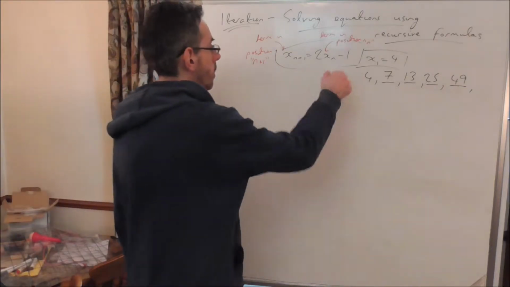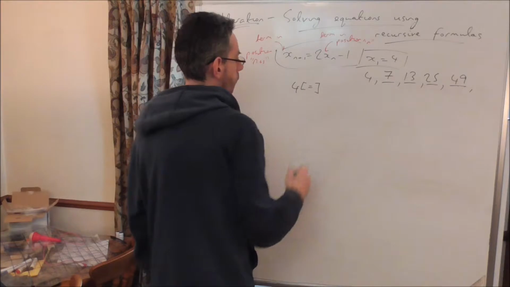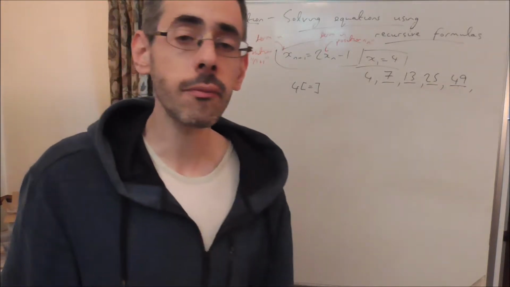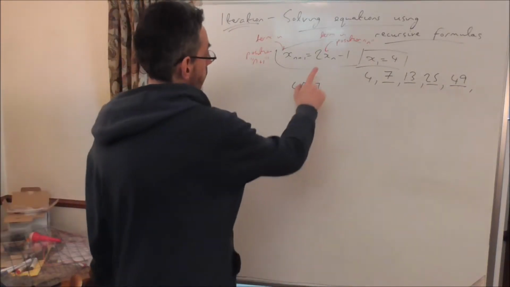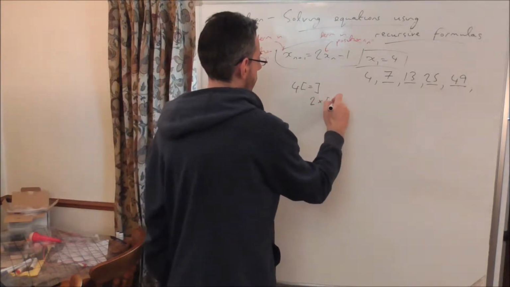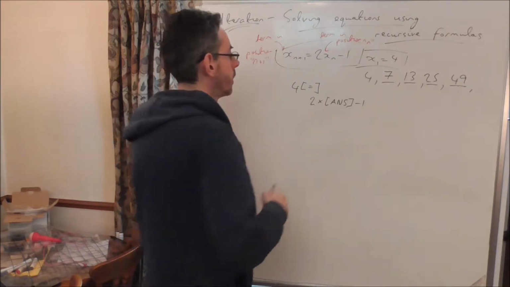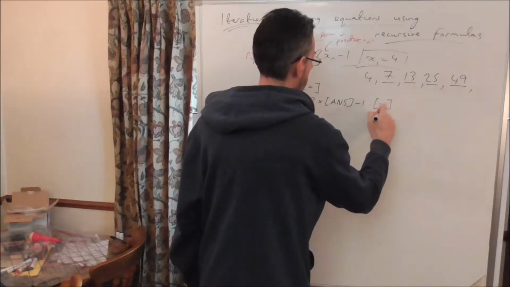First term is 4. So you type 4 equals to store that into the calculator. 4 equals. And then, to get that formula into the calculator, you need to press 2 times previous answer, take away 1. And you keep pressing equals to get more and more terms of the sequence.